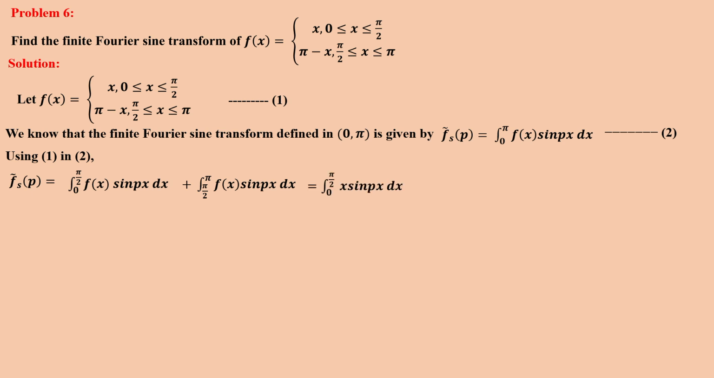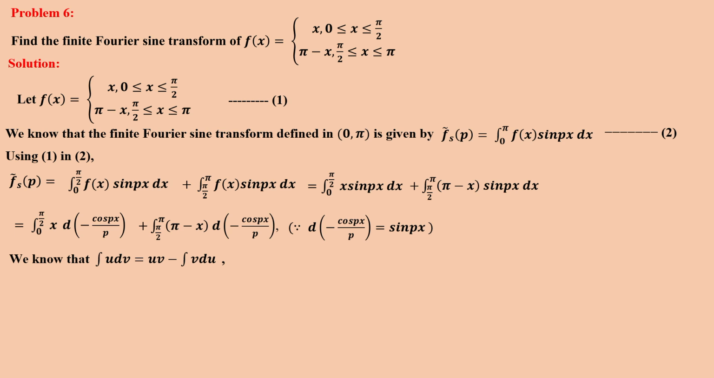So in the first interval, 0 to pi by 2, the f of x value is x, sine px dx. In the second interval it is pi minus x, so integral pi by 2 to pi of pi minus x, sine px dx. So that is equal to integral 0 to pi by 2, x into sine px, which can be written as x times the derivative of minus cos px by p, plus integral pi by 2 to pi of pi minus x. In this case also it is the derivative of minus cos px by p.